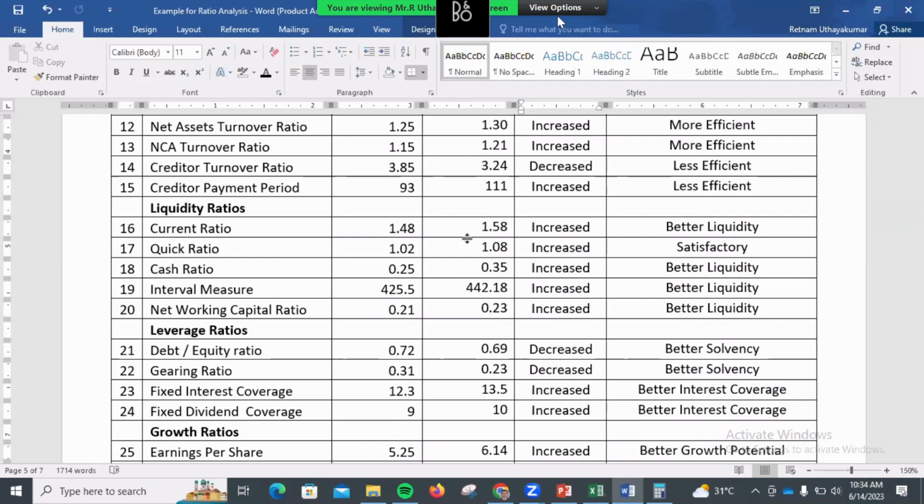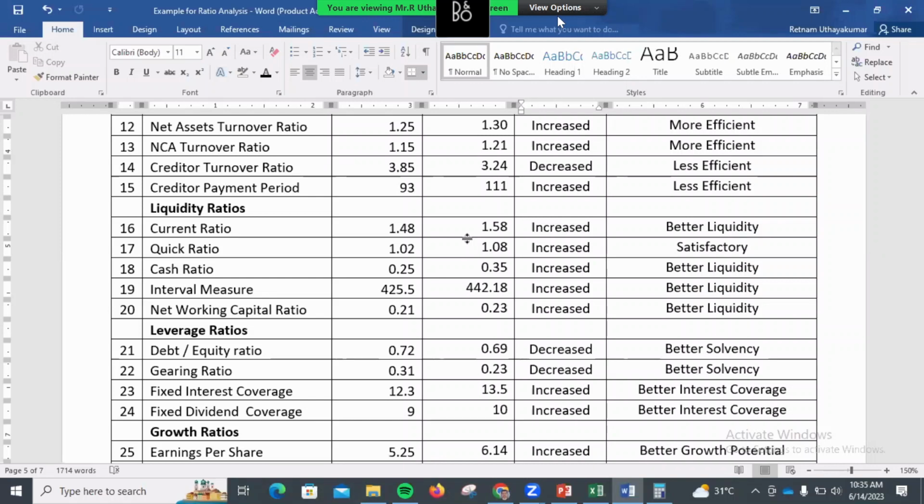definitely you want to comment that even though the liquidity has increased in 2022, it is still not close to the standard. So it is not a better liquidity position. You can only go with satisfactory. The comment satisfactory is given, even though it has increased. Those kinds of aspects are there in the literature about the implications of this kind of ratio analysis.